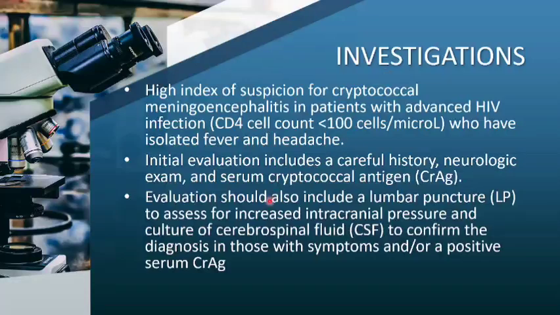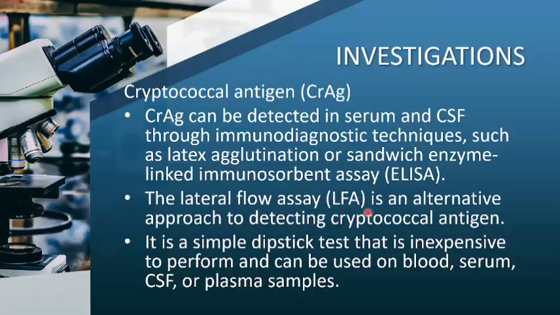Evaluation should also include a lumbar puncture to assess for increased intracranial pressure, right? So you see high opening pressure, right? That will lead you to suspect that this could actually be what? A crypto. Right. So cryptococcal antigen, right? This can actually be detected in the serum and cerebrospinal fluid. You can use immunodiagnostic techniques such as latex agglutination or sandwich ELISA, enzyme-linked immunosorbent assay. You can also use a lateral flow assay, right?